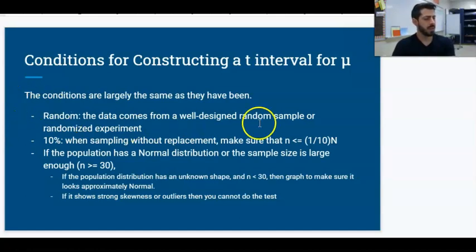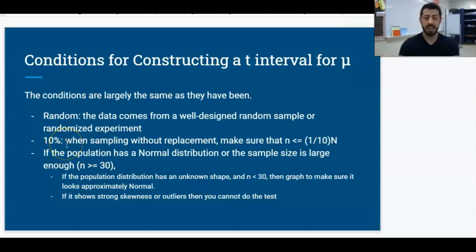So first, we need to make sure the data comes from a randomized experiment. That's going to be a theme throughout the rest. We need to make sure that our sample is less than or equal to 1/10 of the entire population, or 10% of the entire population. This is not that we have X many successes in our sample size. It just means that our sample has to be less than 10% of our population.